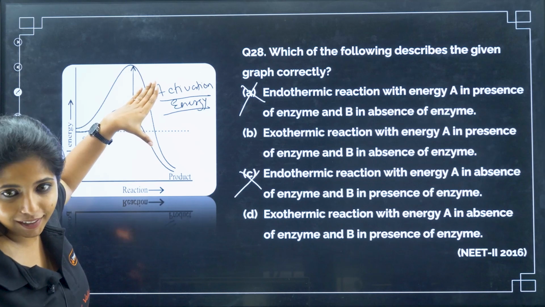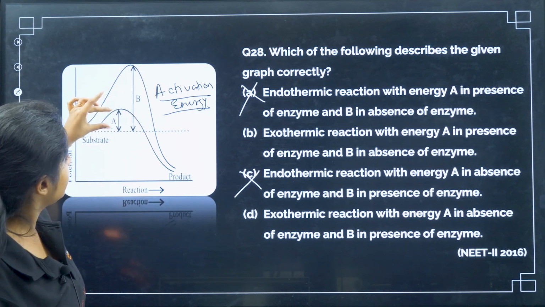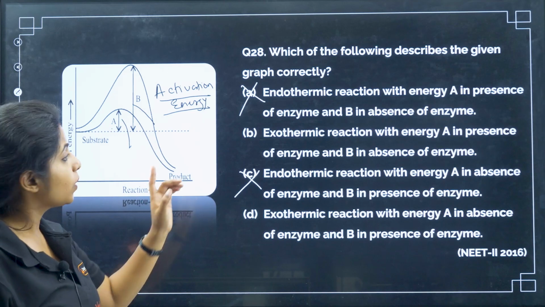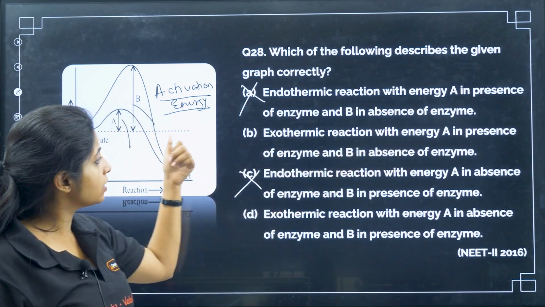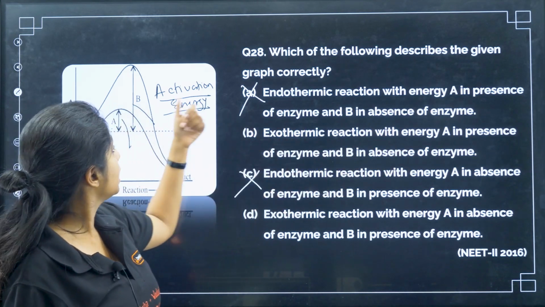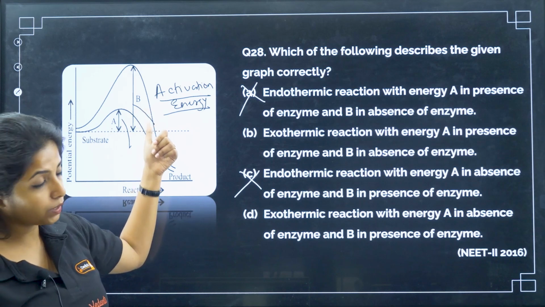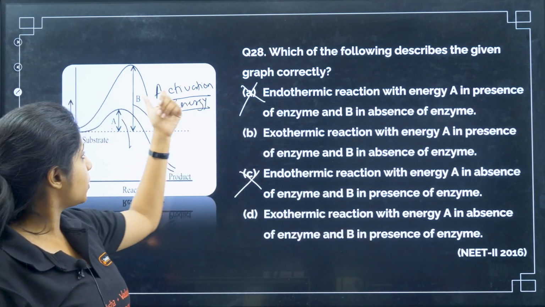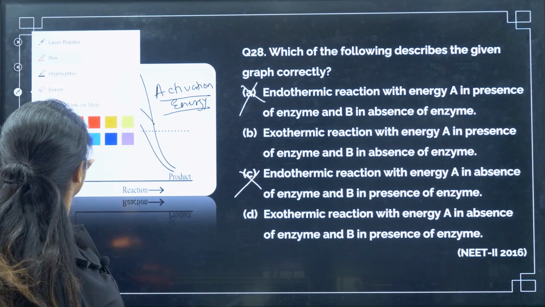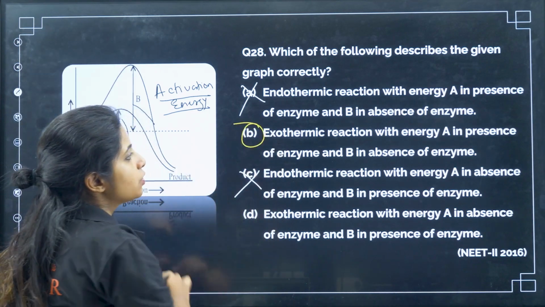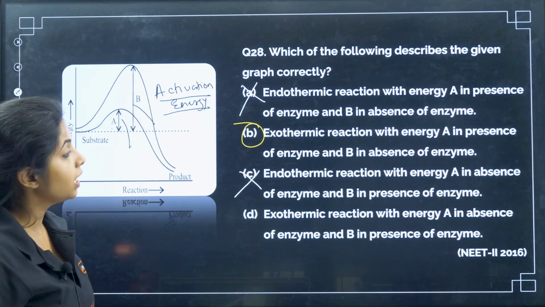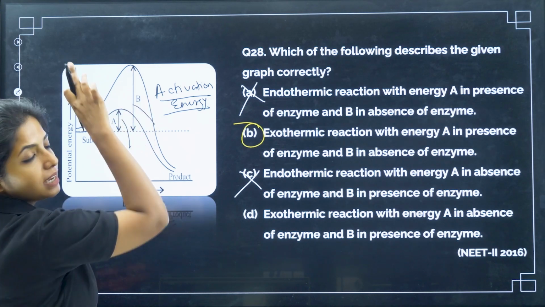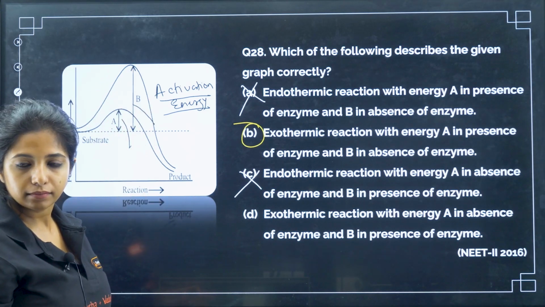So can I say this is where the enzyme is there and this is where the enzyme is not there? A represents where the enzyme is there and B represents the absence of enzyme. So, exothermic reaction with energy A in the presence of enzyme and B in the absence of enzyme. Exothermic reaction with energy A in the absence of enzyme and B in the presence of enzyme: wrong. Your only answer would be this: exothermic reaction with energy A in the presence of enzyme and B in the absence of enzyme.